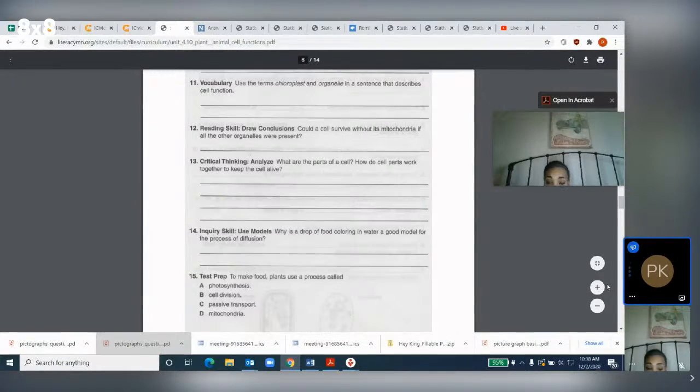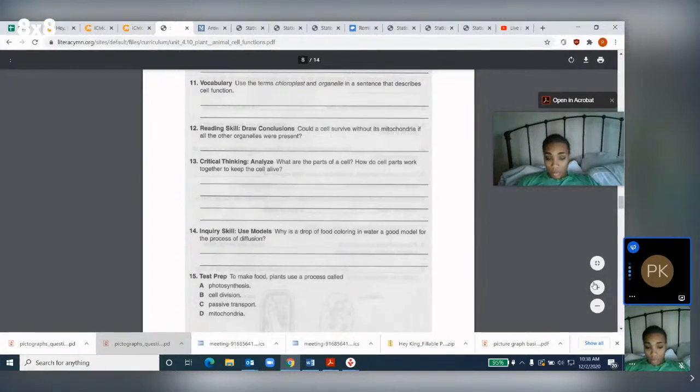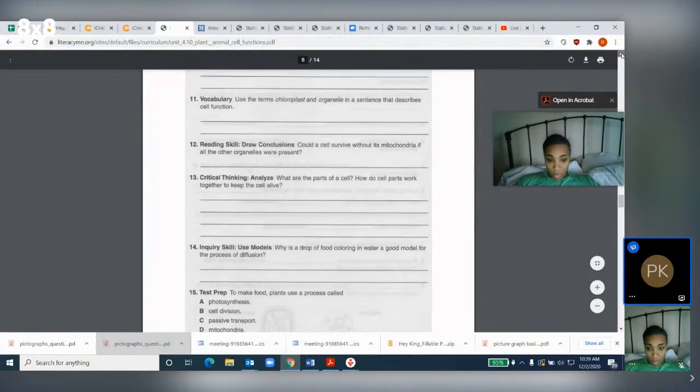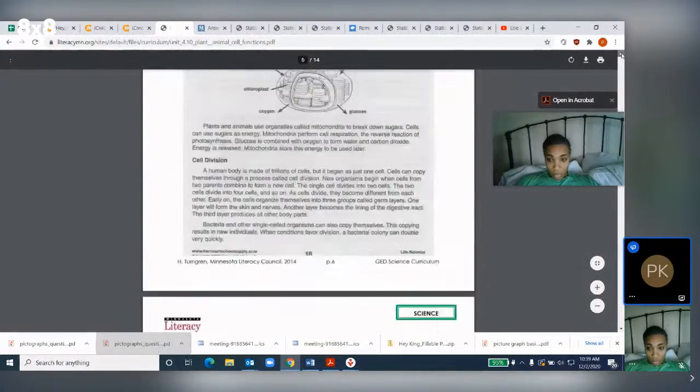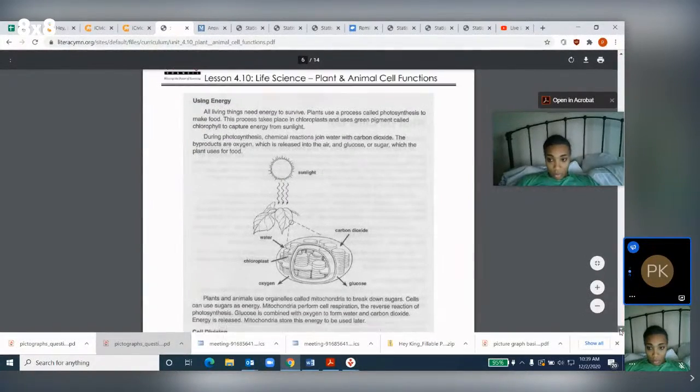And to make food, plants use a process called, and that'd be photosynthesis. And that was that diagram back up here. I'll show you. That's right here. Okay, that's kind of an example of photosynthesis. Okay.